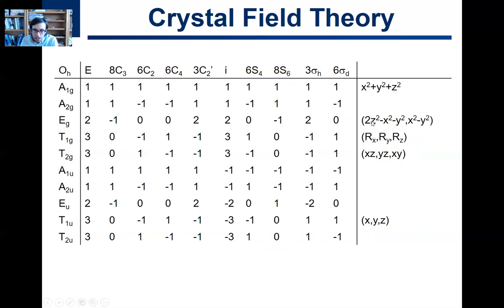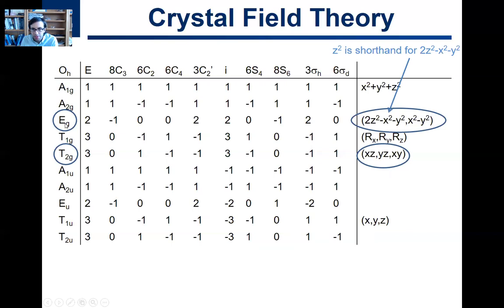So if you see 2z squared minus x squared minus y squared on a character table, that means dz squared, the function that corresponds to dz squared and has the same symmetry. The dz squared orbital and the dx squared minus y squared orbital transform together in octahedral, Oh, symmetry, and they have the symmetry of Eg. Here, z squared is shorthand for 2z squared minus x squared minus y squared.